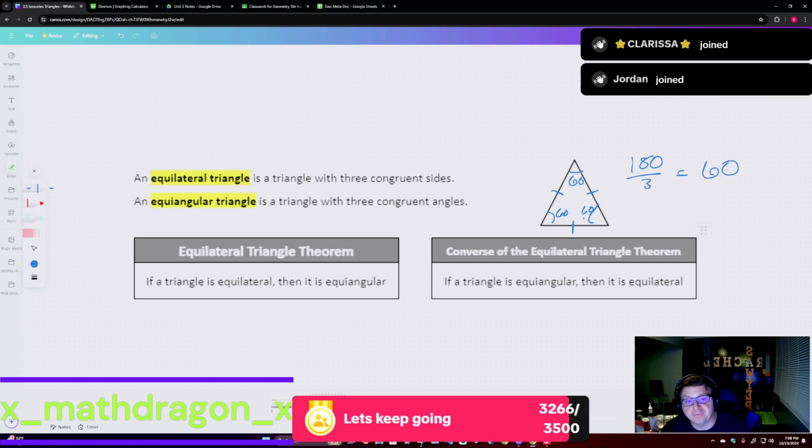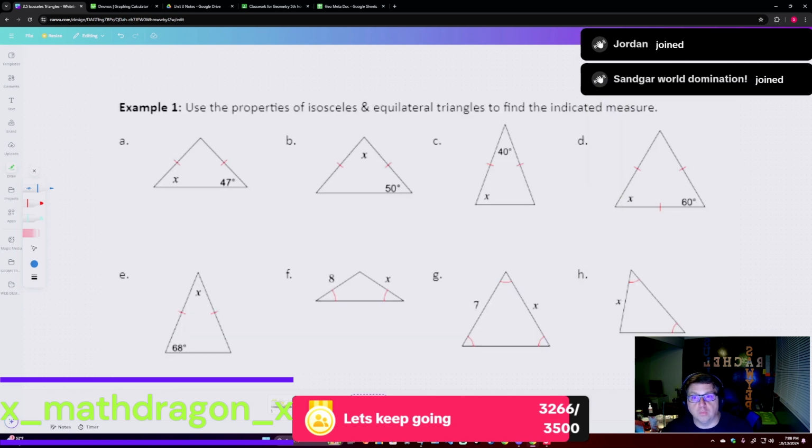Okay? All right. So, use these properties of isosceles and equilateral triangles to find the indicated measure. So, I know this angle and this angle are equal to each other. Those are our base angles. So, x has to be 47. In that same case, here and here, these angles have to be the same. So this is 50 and 50.